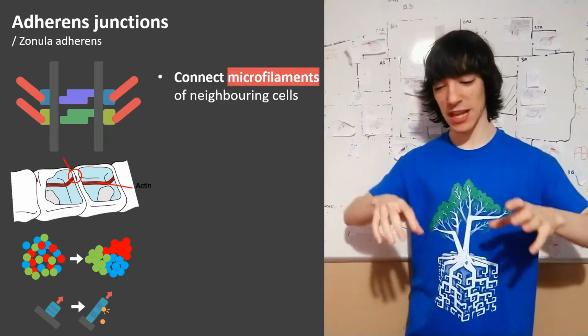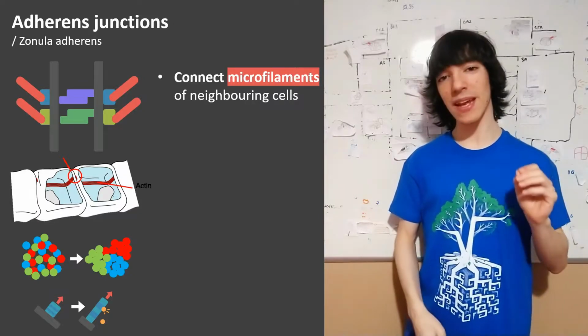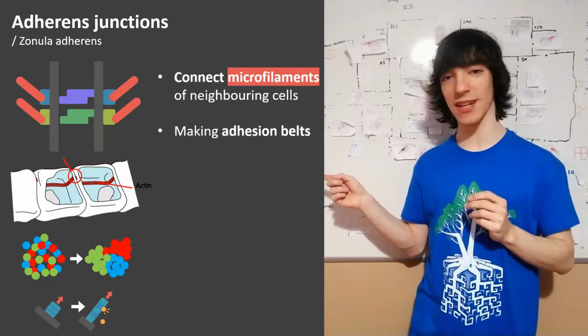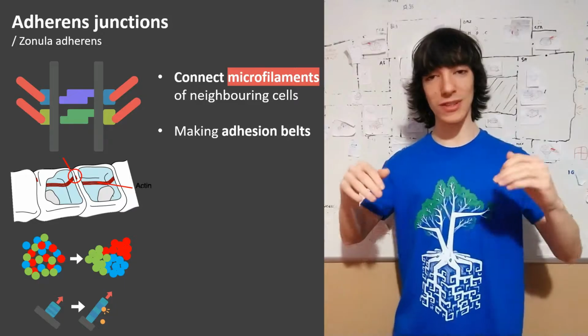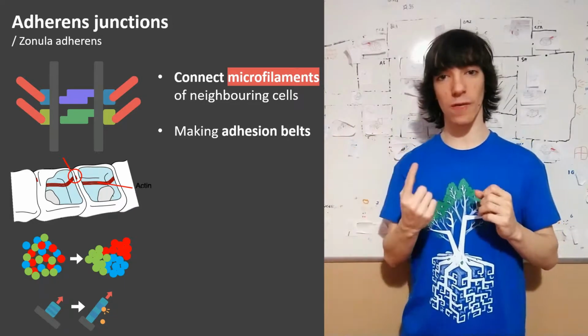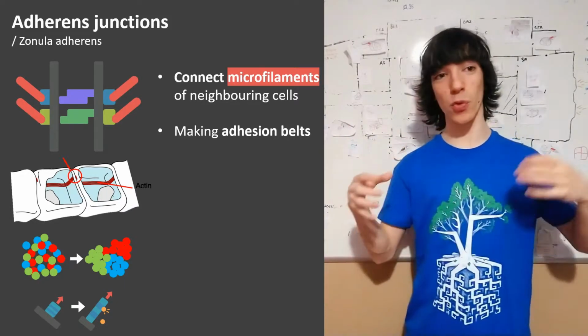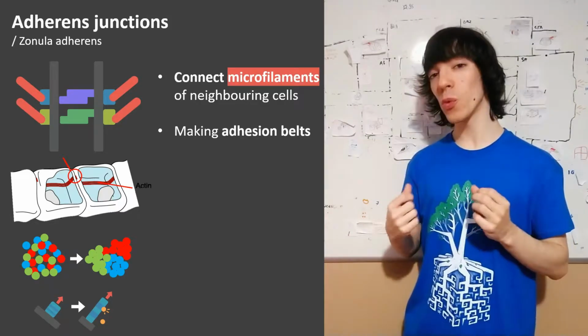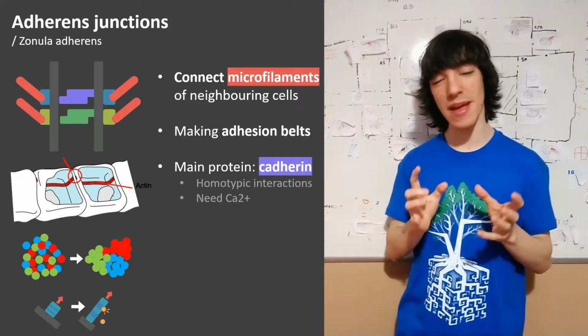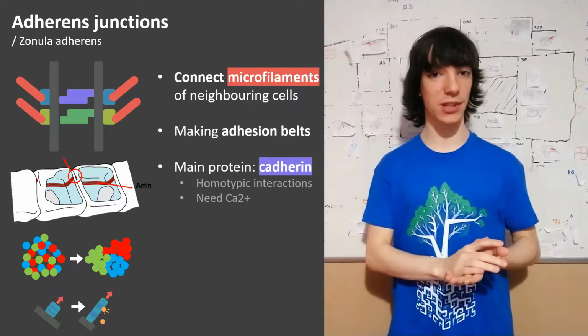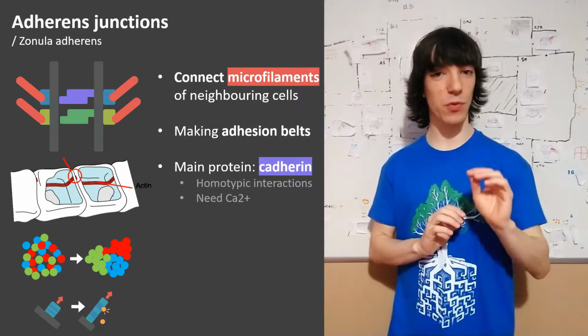And they organize themselves in the membrane by making adhesion belts like those that you can see in that drawing, surrounding the cell with bands of actin filaments connected to those of the neighboring cells through cadherins, the main kind of proteins in adherence junctions. These cadherins have something really special about them.